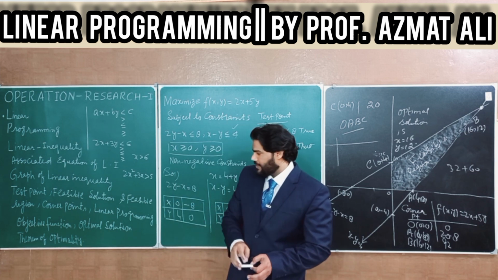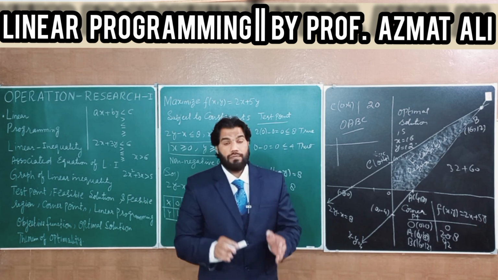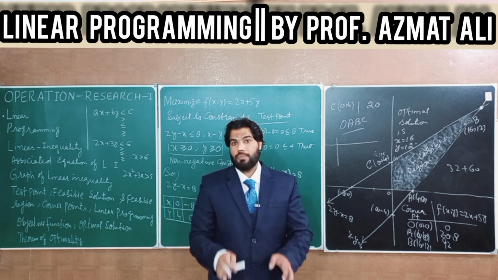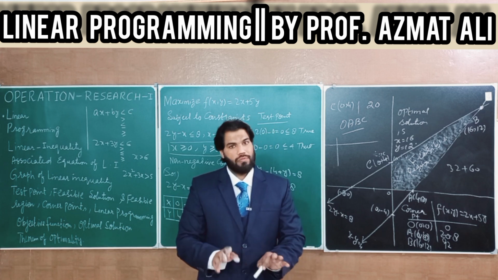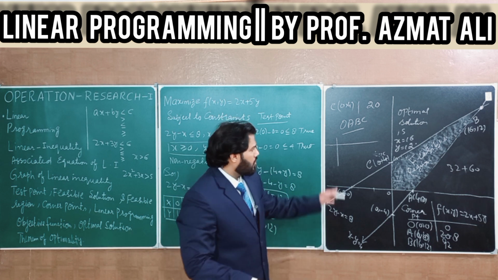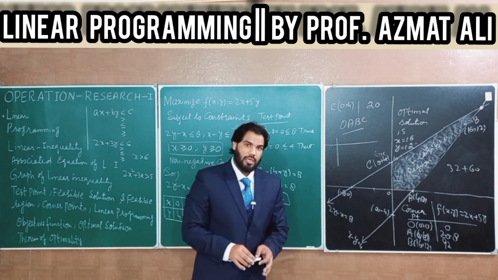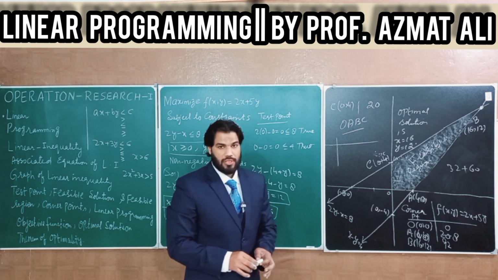As we have discussed in the theorem of optimality, if a solution of a linear programming problem exists, then it will be one of the corner points. So our optimal solution is here one of the corner points, that is B, (16, 12).